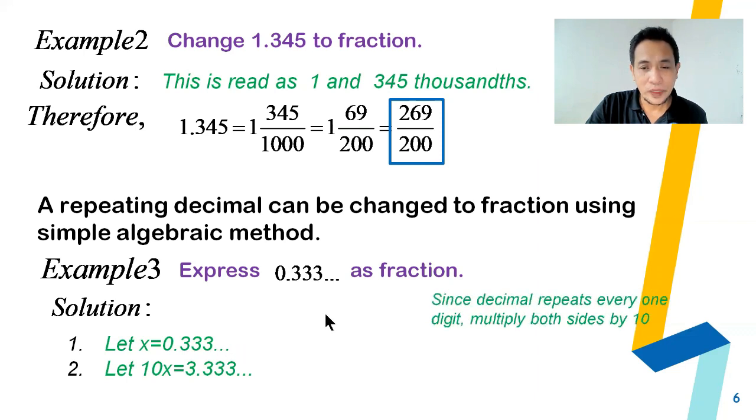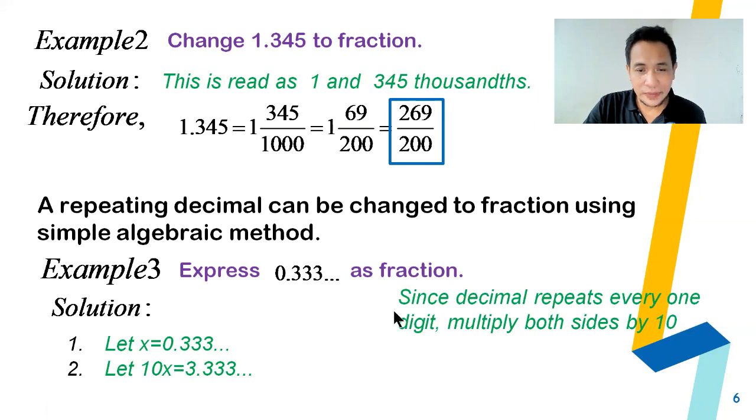Notice that since the decimal repeats every one digit, we multiply both sides by 10. The repetition happens in one digit only. So we multiply both sides of our first equation by 10 to generate the second equation. When we multiply x by 10, we have 10x. When we multiply 0.3333 by 10, that is equal to 3.3333.